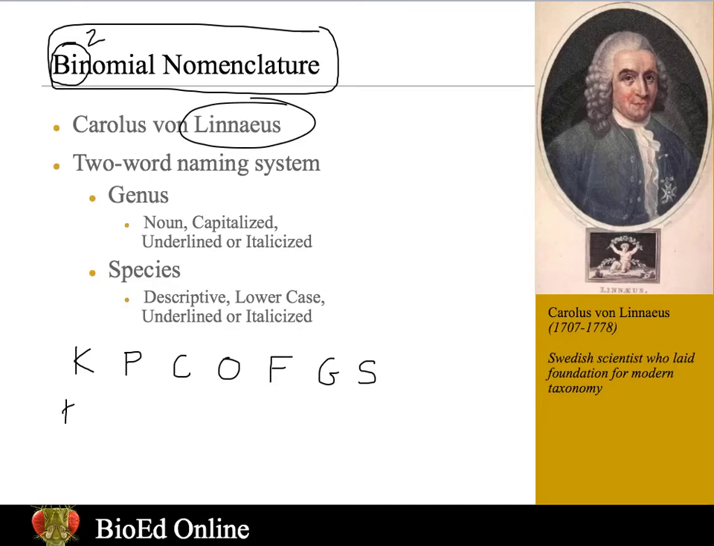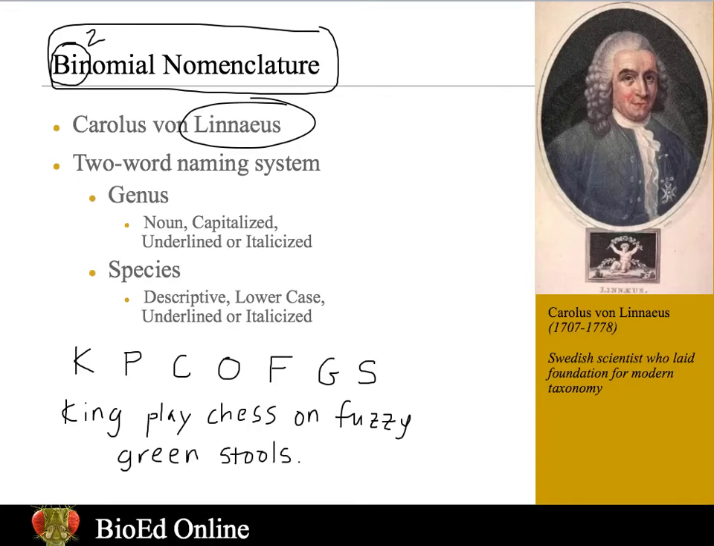K is for kings. P is for play. C is for chess. O is for on. F is for fuzzy. G is for green. And S is for stools. So the mnemonic device to remember the order is kings play chess on fuzzy green stools. That one seems to help me. There are other ones out there too. You could always make up your own as well.